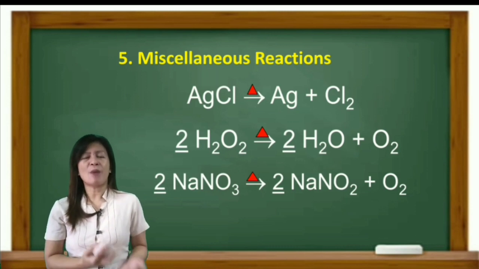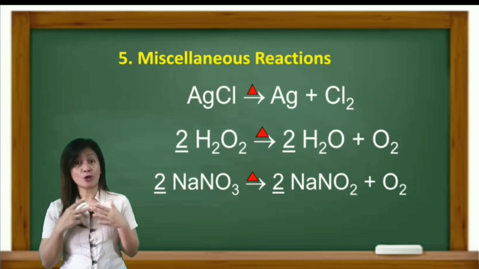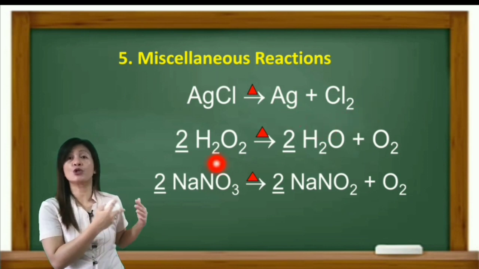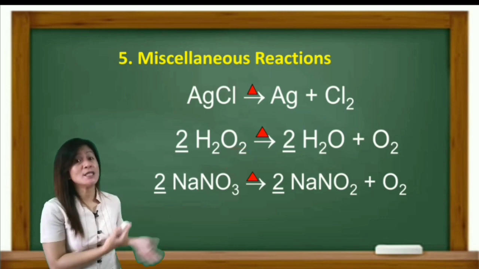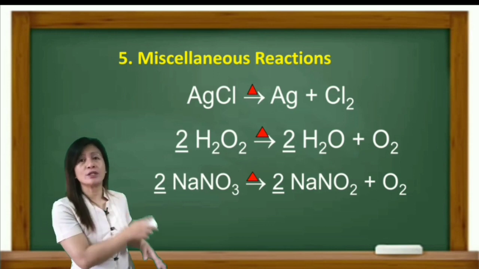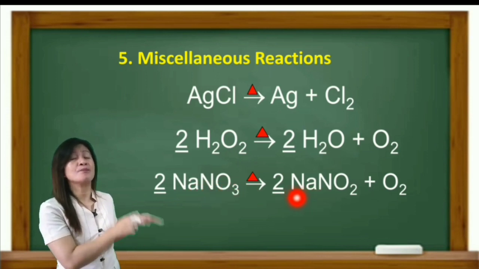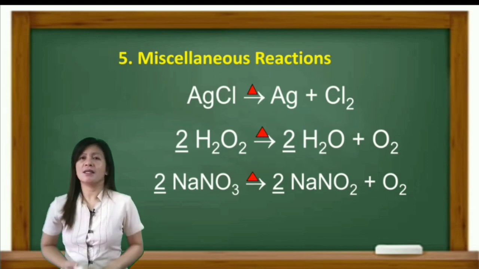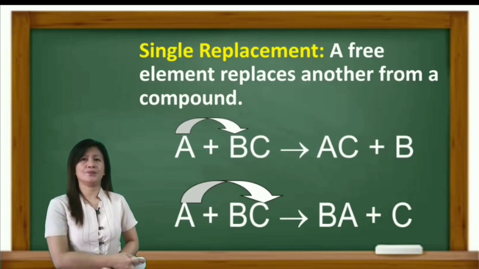So when binary salts like silver chloride decompose, they break down to their components. In this case, silver chloride is broken down to its components, silver and chlorine gas. Another is the electrolysis of hydrogen peroxide to form water and oxygen gas. And the third one, we have sodium nitrate decomposing to sodium nitrite and oxygen gas. Again, the coefficients are to balance the chemical equations.